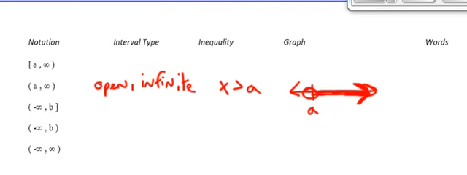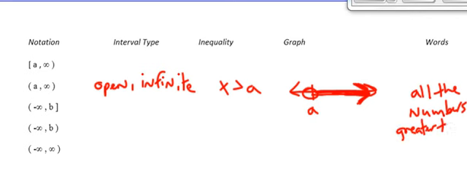In words, well, we're looking at all the numbers greater than a. And again, a and b in this situation are just a number. You can plug in 4, you can plug in -7, you can plug in 22 divided by 6, you can plug in anything that you wanted to.